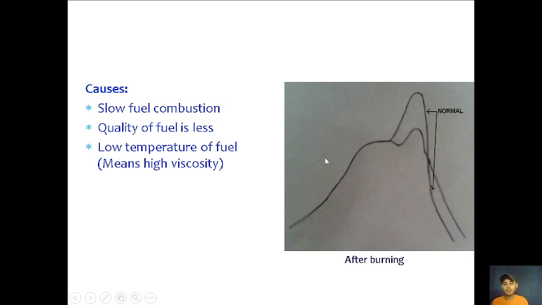Low fuel combustion quality, because as you can see, fuel is burned on the downward stroke. Then low temperature of fuel means high viscosity. High viscosity means your fuel can be burned later, or it cannot be burned easily. So there will be after burning that will happen.